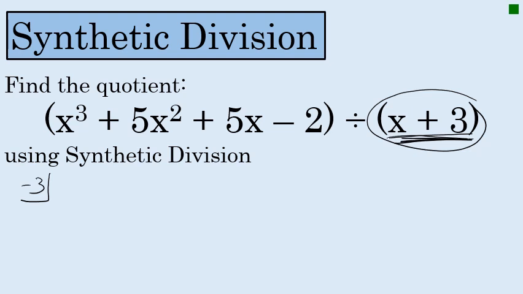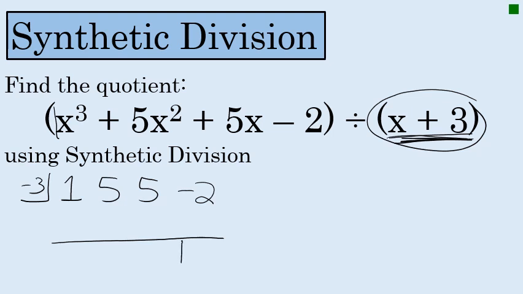Beside that negative 3, I'm going to list the coefficients of what we're dividing. The coefficients in decreasing degree. In this case, 1x to the third, 5x to the second, 5x to the first, and the constant is negative 2. Now I'm going to leave a blank row and then draw a line. And at the end of the last column, I'm going to put a vertical line.